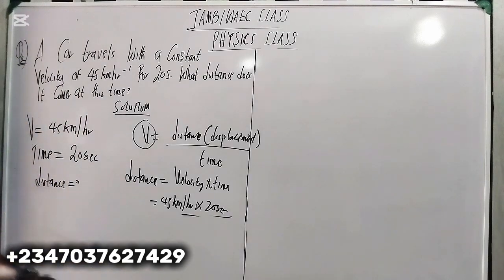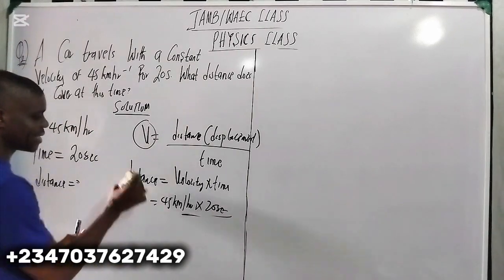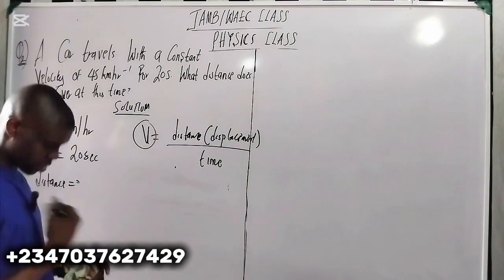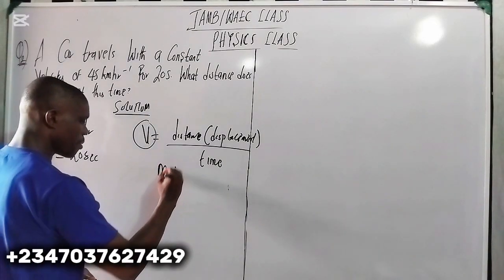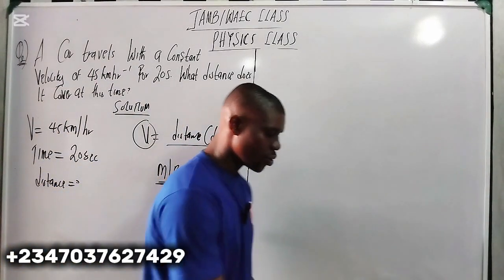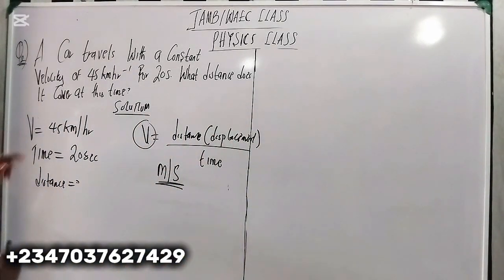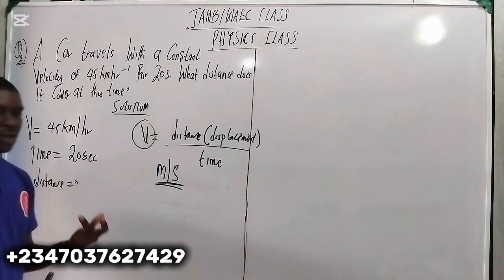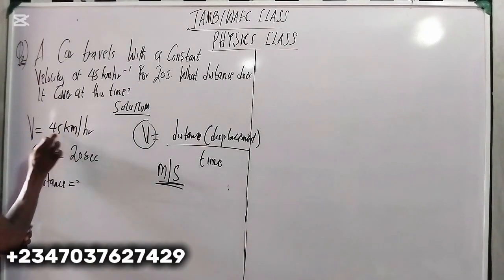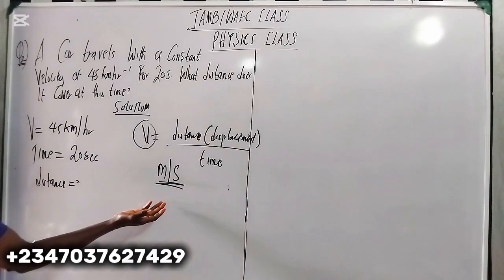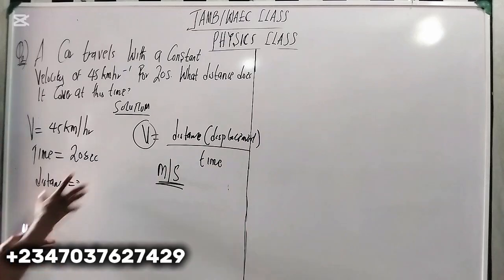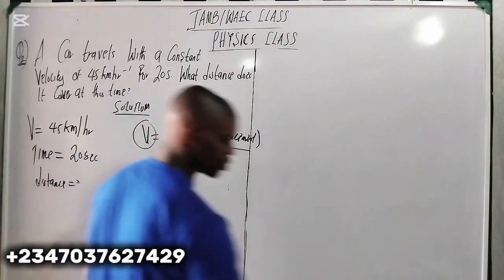Now first, velocity is measured in meter per second. That is the unit of velocity. But here they gave us kilometer per hour. So first we have to convert this 45 kilometer per hour to meter per second. This is where a large majority of students have issues. So how do we do the conversion?